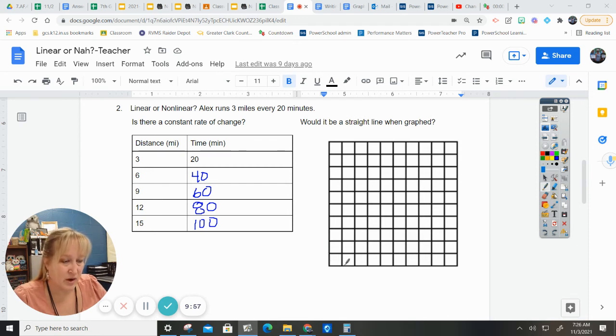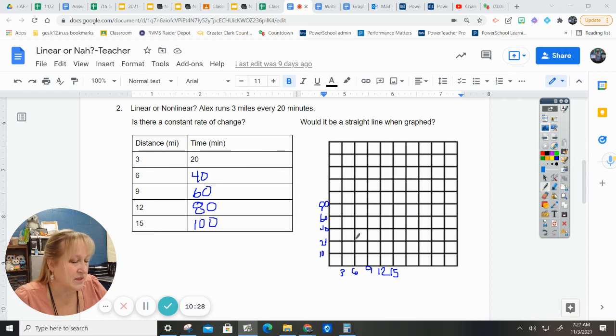We are going to do our graphs. 3 will be here, 6, 9, 12, 15, and we will count by 10. 1, 2, 3, 4, 5, 6, 7, 8, 9, 10. Yeah, we can do that. 10, 20, 40, 60, 80.